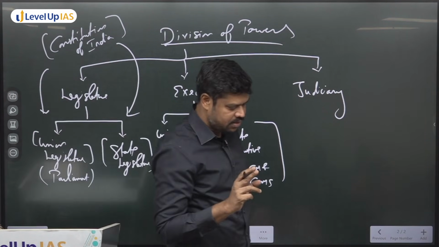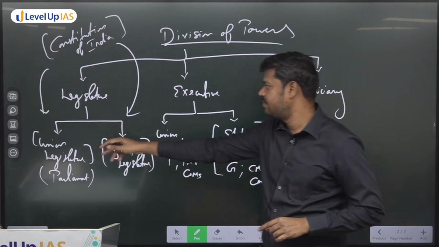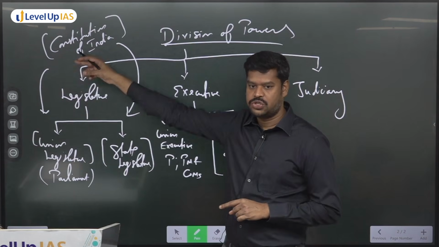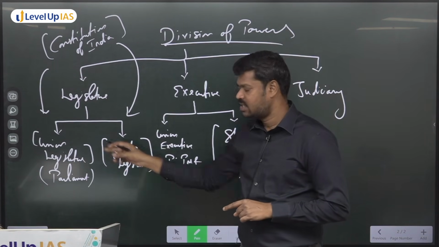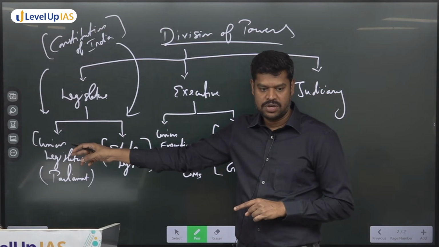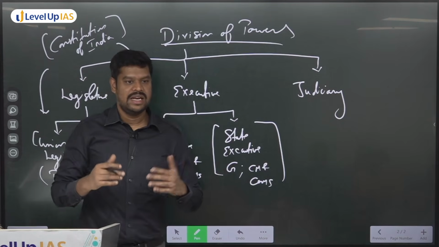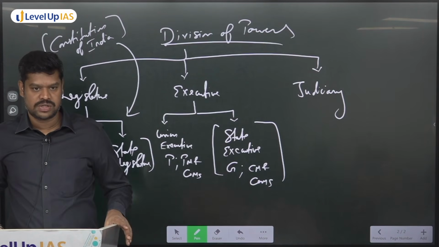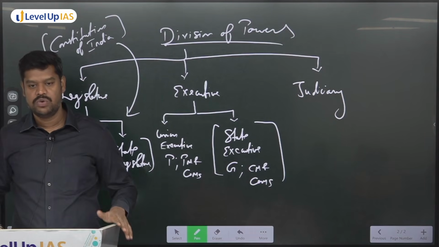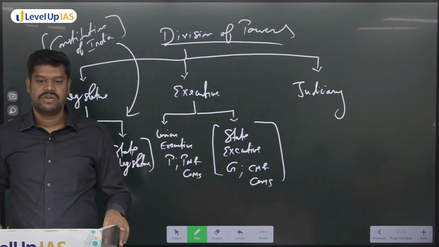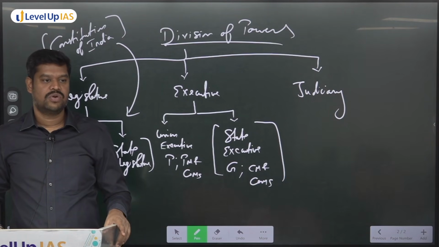So now try to understand, when it comes to the legislature, who is giving the power to the union legislature? Constitution. Who is giving the power to the state legislature? Constitution. Is the state legislature subordinate to the union legislature? When I say subordinate, are they in any way considered inferior to the union legislature? Or in other words, are they at the mercy of the union legislature? They are not at the mercy of the union legislature, because they directly derive the powers from the Constitution.